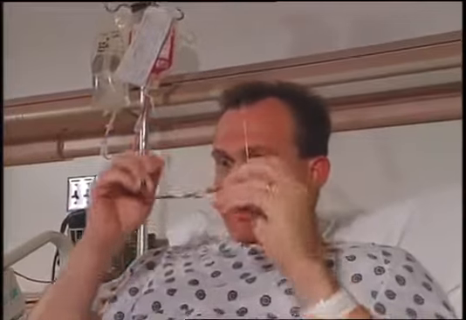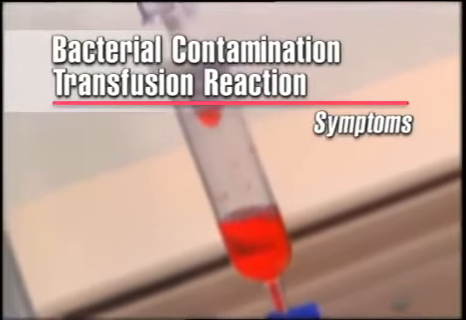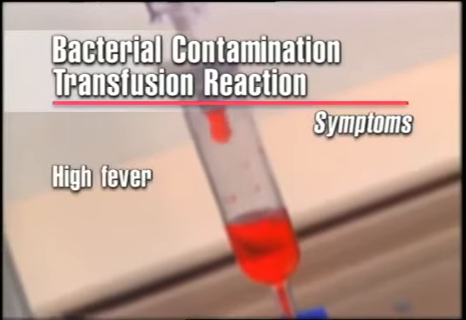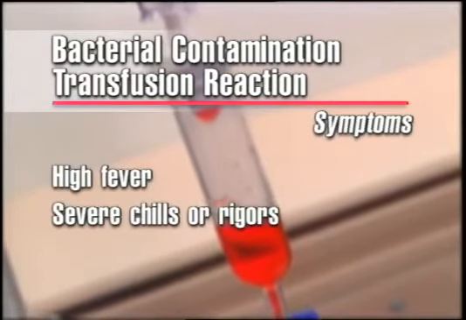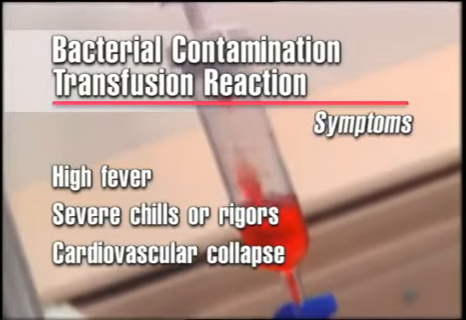Although infrequent, reactions due to bacterial contamination do occur. In most cases, these septic reactions appear rapidly during transfusion. Bacterial contamination of transfused blood should be considered when the patient develops high fever and severe chills or rigors, especially when these are accompanied by cardiovascular collapse.